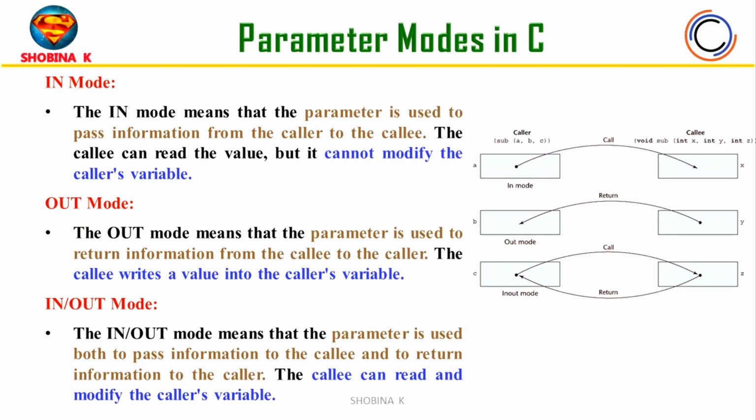First, in mode. In mode means the parameter is used to pass information from caller to callee. The callee can read the value, but it cannot modify the caller's variable. So here the parameters are passed by value, meaning the function gets a copy of the variable's value.